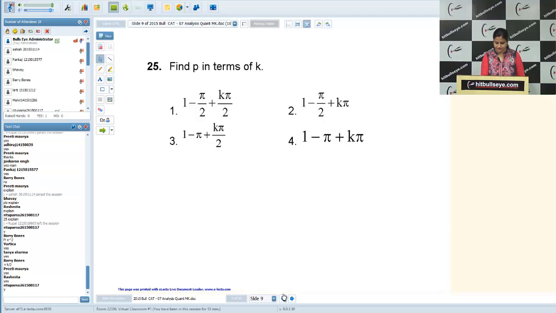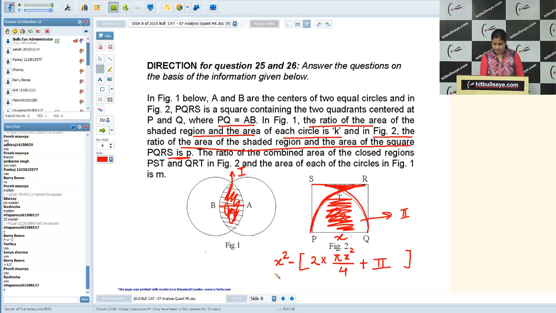Find P in terms of K. Now divided by, I'm taking the second line: in figure 2, the ratio of the area of the shaded region and the area of the square. What was the area of the square? It was x square. This is given as P. So we want to find P in terms of K. Now we will calculate this second area.